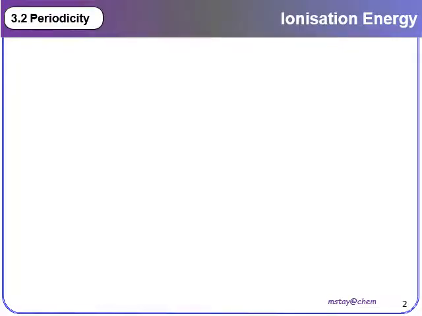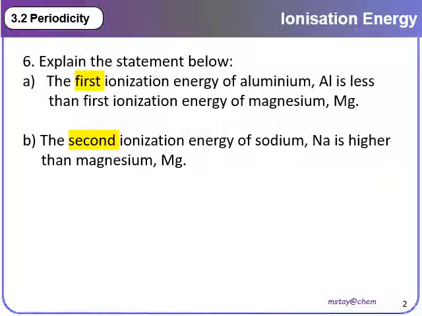Okay, now let's continue with the tutorial question. Question number 6. We have to explain the statement. They are asking us about the ionization energy: why the first ionization energy of aluminium is less than magnesium. Both aluminium and magnesium are elements in period 3. Question B asks us about the second ionization energy of sodium and also magnesium.